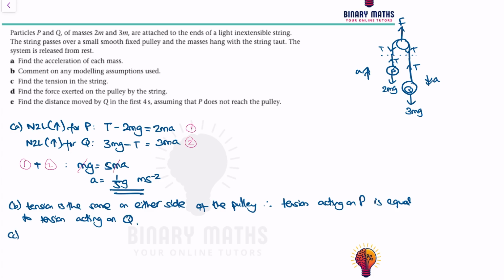C, find the tension in the string. So again, we can either use equation 1 or equation 2. So we're going to say using 1, which is Newton's second law applied to P. T minus 2mg must be equal to 2m times acceleration, which is 1/5 g. So T would be equal to 2/5 mg plus 2mg, which means T is equal to 12/5 mg newtons.